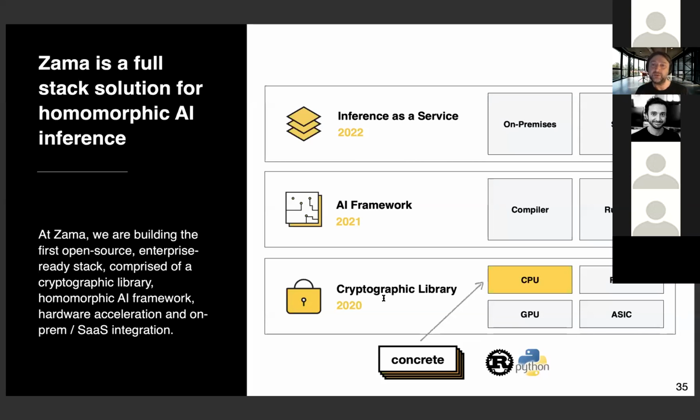But the next thing we're going to talk about in other meetups down the line is a compiler that basically takes a neural network and does everything that has to do with the conversion to a homomorphic equivalent, finding out the best parameters and so on, fully automated. So stay tuned for more. In a few months, we're going to release the first version of this compiler.